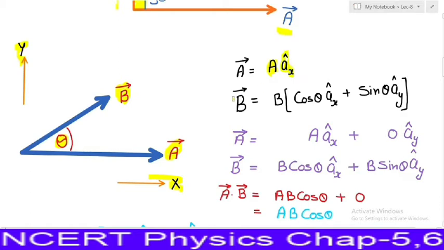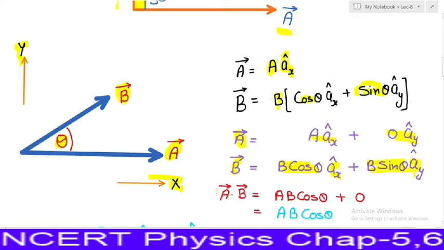Now to write vector B, first we will take its direction cosines and then we will write this vector. Here its direction cosines would be cos of theta comma sine of theta. If you have any doubt in this, please follow previous lecture. Now we have found direction cosines, so vector would be B into cos of theta ax cap plus sine of theta ay cap. Now we have two vectors. Vector A is equal to A into ax cap plus 0 into ay cap, and vector B is equal to B into cos of theta ax cap plus B into sine of theta ay cap.